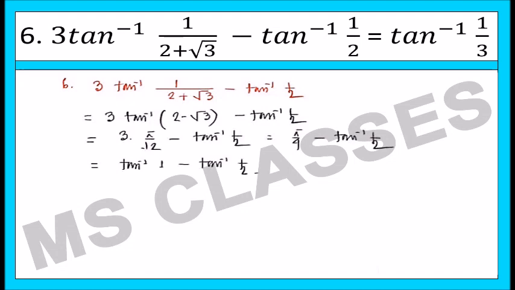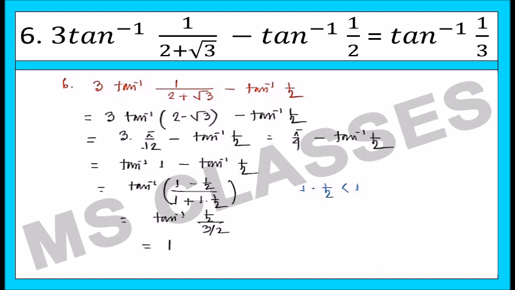Now here we can apply the formula again. So what we can write? Tan inverse of (1 − half) by (1 + 1 into half). Now here also we observe that 1 into half is less than 1. So we can apply this formula, no problem. So that gives us what? Tan inverse of half by 3 by 2. So that gives us what? Tan inverse of 1 by 3.